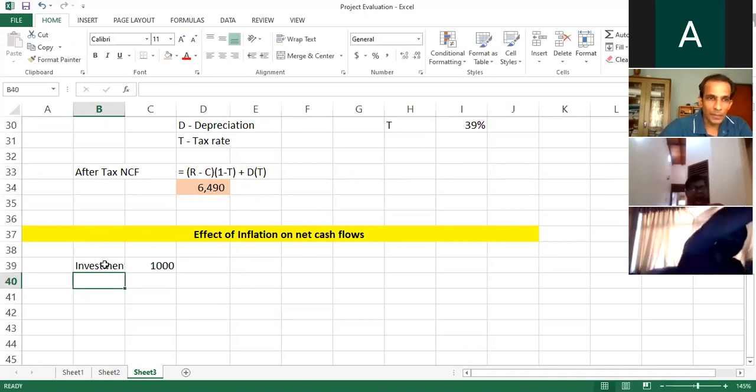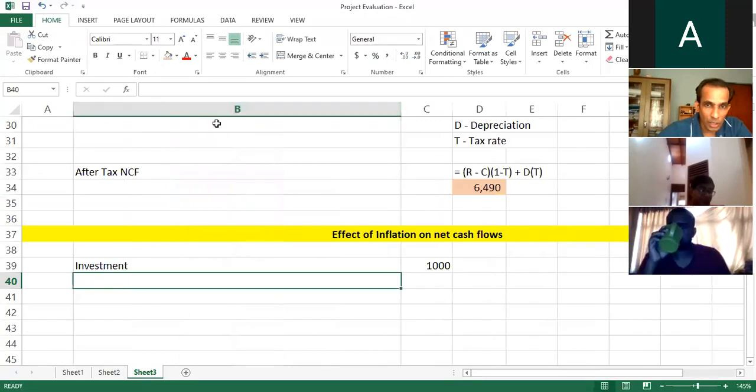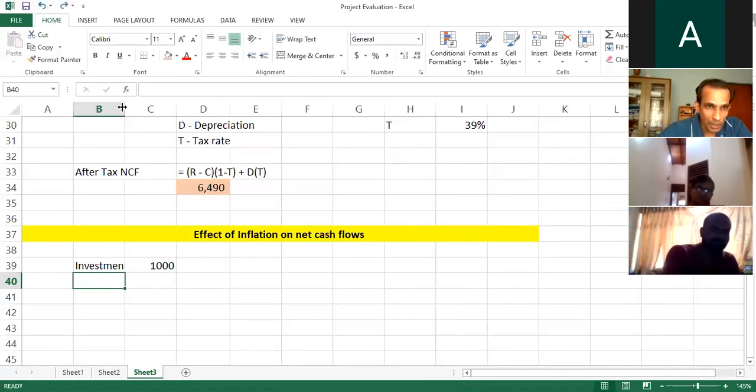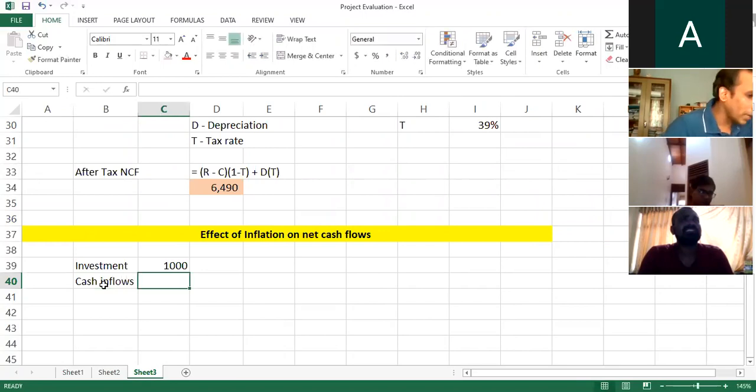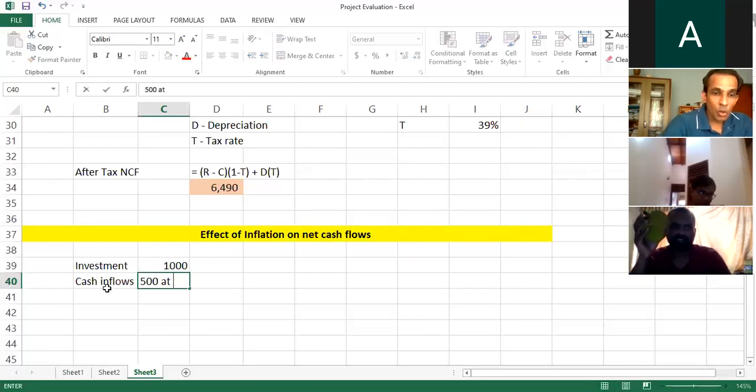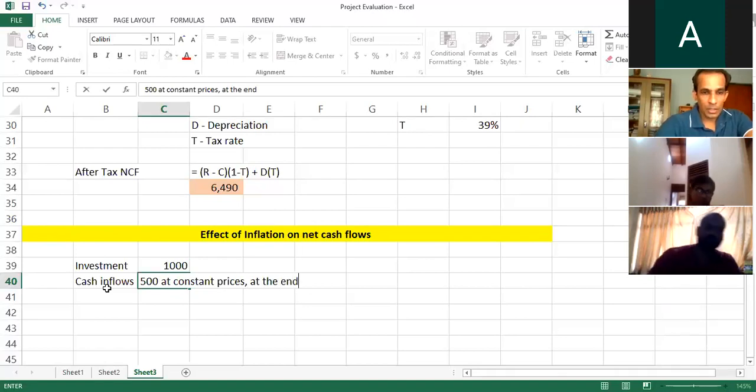This is the investment cost, and then it says net cash inflows are given. What are the cash inflows? The investment is expected to generate cash inflows of 500 at constant prices at the end of each of 3 years. 500 at constant prices, at the end of each of 3 years.